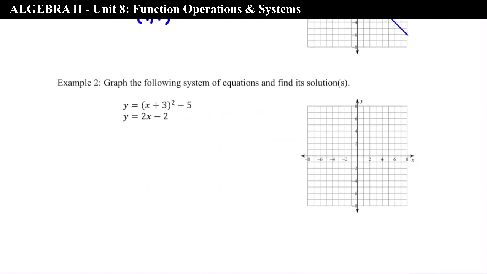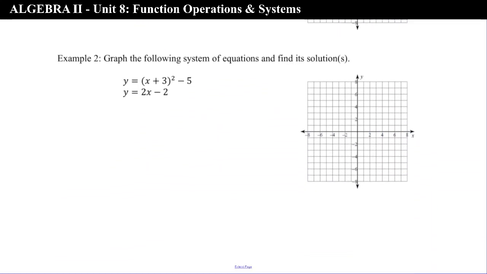Okay, let's take a look at one other example of this. So here we have a parabola that's not stretched or compressed, but it is translated to the left 3 and down 5. So that's going to put our vertex to the left 3 and down 5. Our vertex is going to end up here.